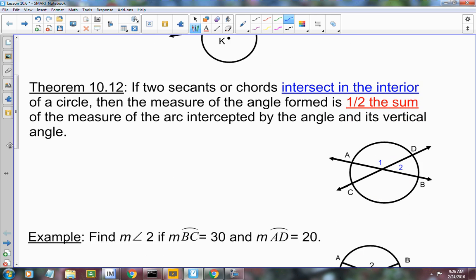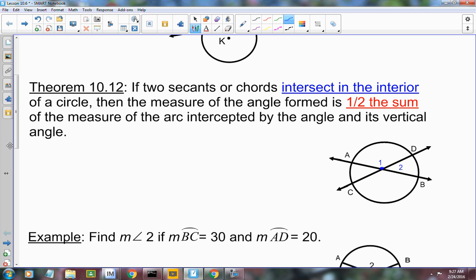And the first one is when we have two secants or chords that intersect in the interior of the circle. Okay? As you can see, we've got those two secants that are intersecting inside the circle. Now, this is not necessarily the center of the circle. These are not diameters, okay? They're just two lines that intersect the circle. Angles 1 and 2 are not central angles, okay?